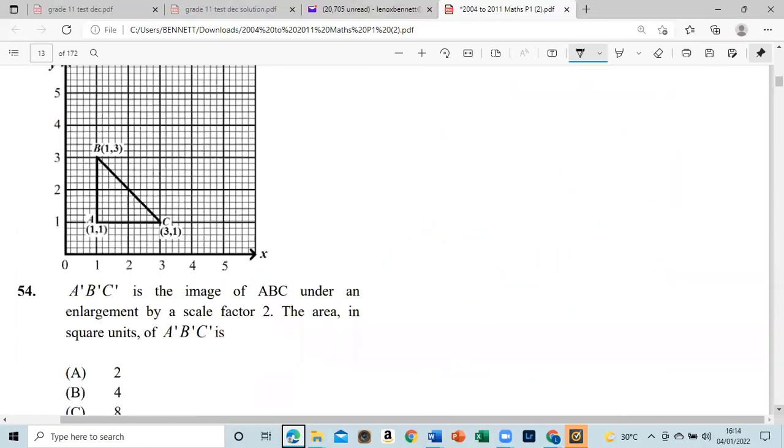54. ABC. A prime, B prime, C prime is the image of ABC under an enlargement of scale factor 2. The area in square centimeters of ABC is. Alright, so I'm going to look at what we have first, find it here, and then we double it. If it's scale factor 2, it means everything gets doubled, right?